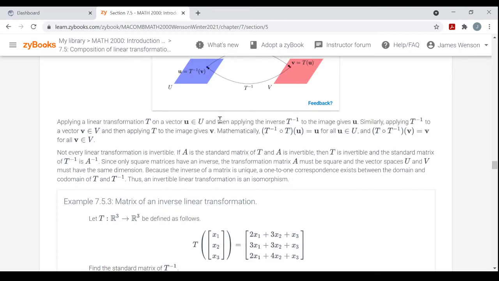Similarly, applying T inverse to vector V, and then applying T takes you right back to V. So this may sound familiar. When you compose inverses, they basically undo each other. You end up back where you started.